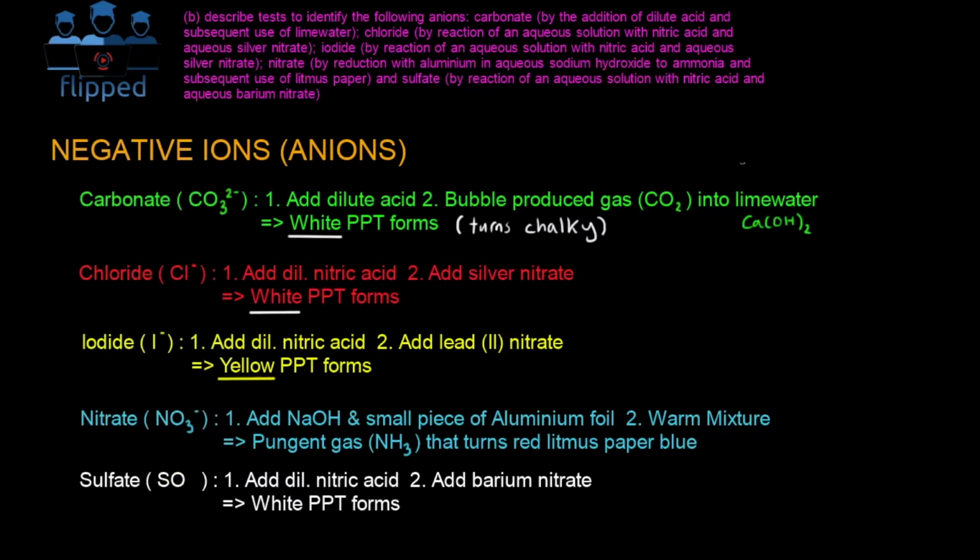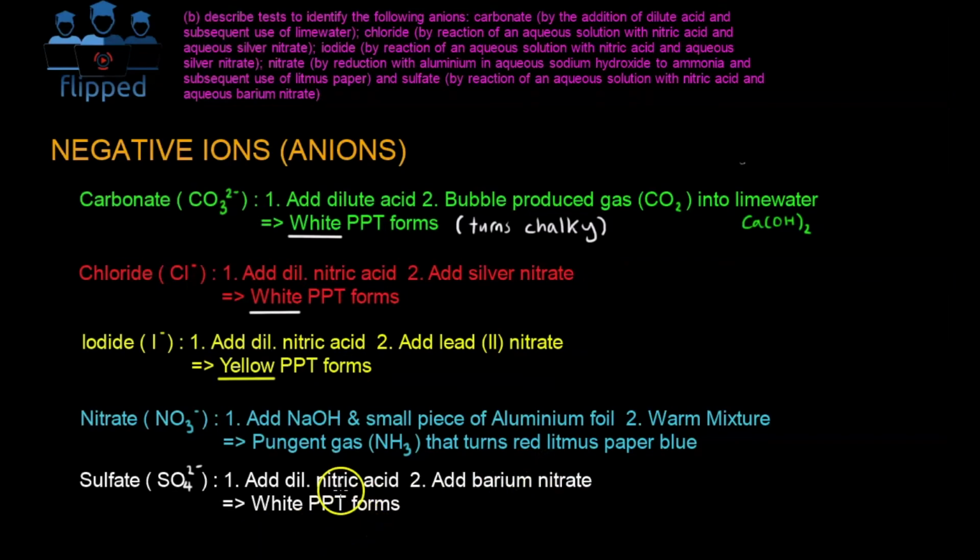Finally, we have sulfate, which is SO4 2-. And how to identify sulfates in our test tube is really just to add dilute nitric acid to it, and then we add barium nitrate. What we'll observe is a white precipitate will start to form.